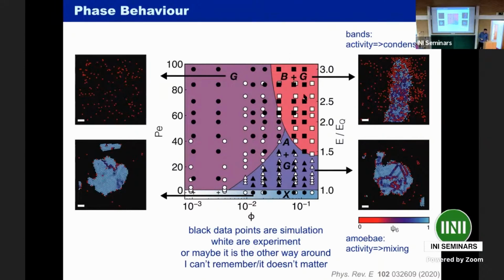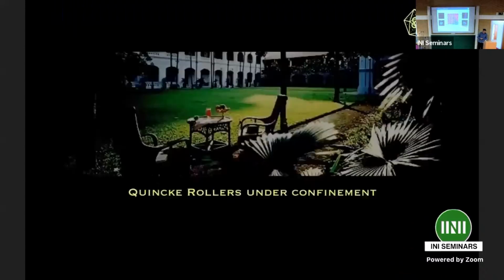Mainly I've talked about this side of things where the A is the lever, and then we've got this banding phase and the crystal. So that's the sort of bulk phase behaviour of the Quincke rollers. What I now want to do is talk about how they behave in confinement.